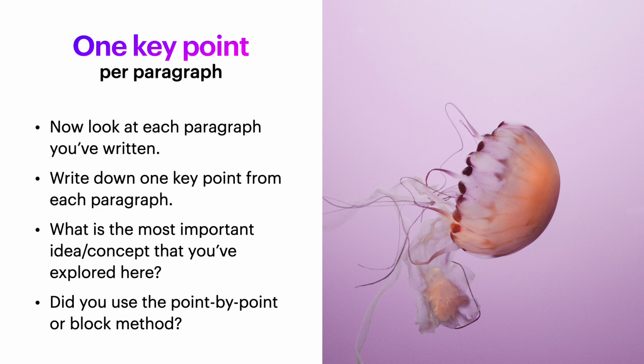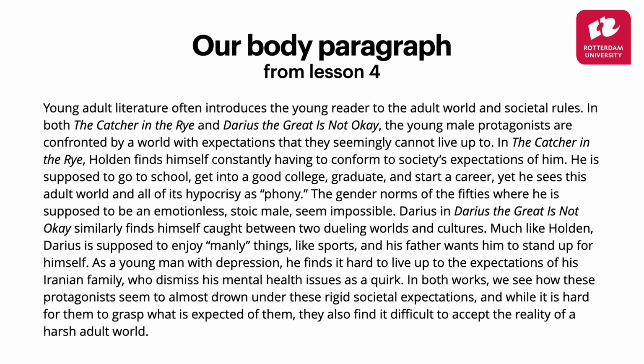So what we've done then is that when I look at this right here, I can then combine these points, and then I'm going to get something that looks like this. Young adult literature often introduces the young reader to the adult world and societal rules. In both The Catcher in the Rye and Darius the Great is Not Okay, the young male protagonists are confronted by a world with expectations that they seemingly cannot live up to.